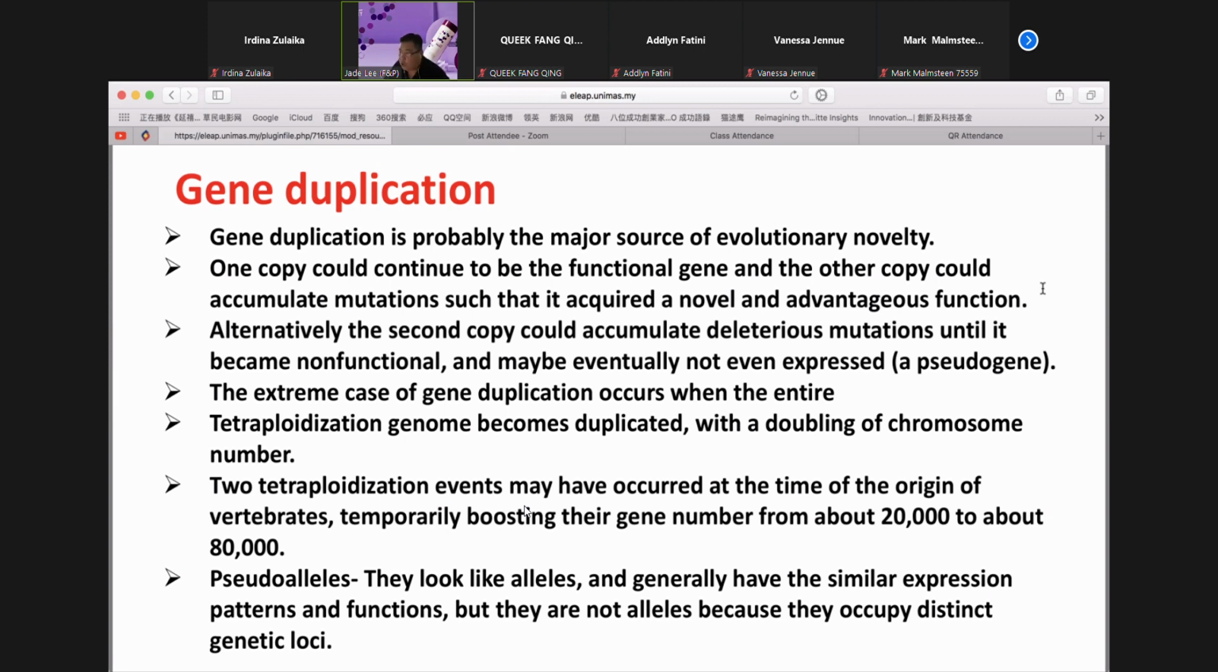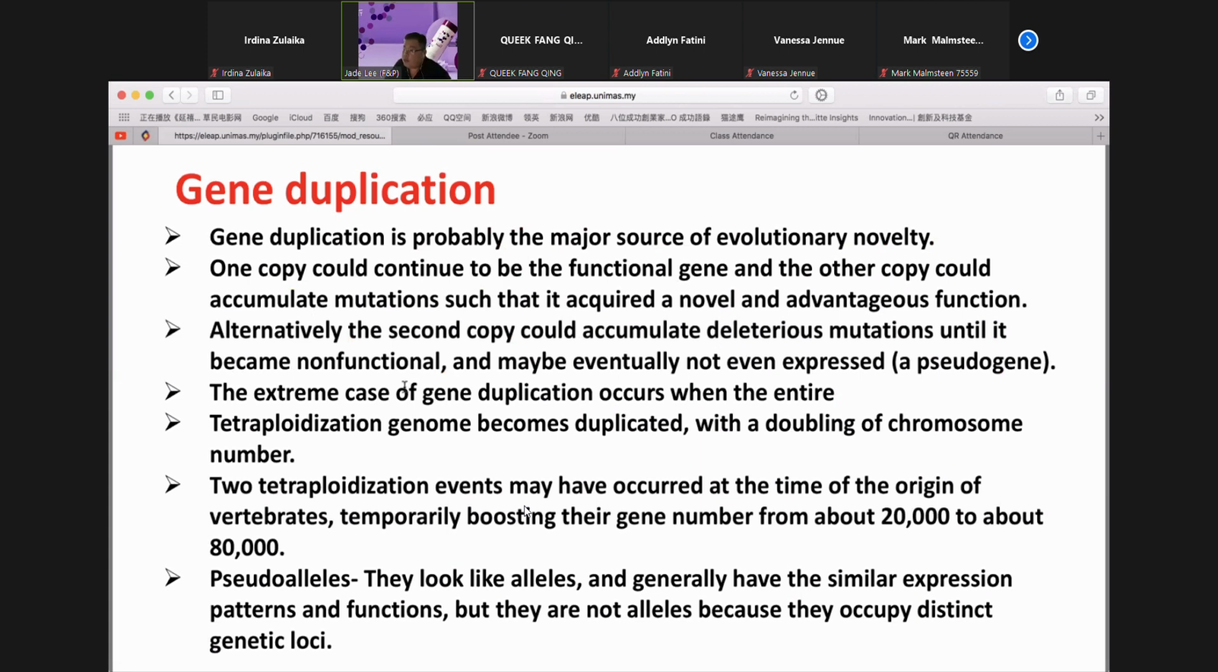But no people know why genes are duplicated or the genome being duplicated. No scientists know it for sure. They only can postulate, because this happened million years ago. And the alternative is the second copy could accumulate the deleterious mutation until it becomes non-functional or maybe eventually not even expressed, which becomes a pseudogene. Pseudo mean palsu, gene yang palsu. Dia memang look very similar or exactly the same like the gene, but they don't have the function. They become the pseudogene in our genome.